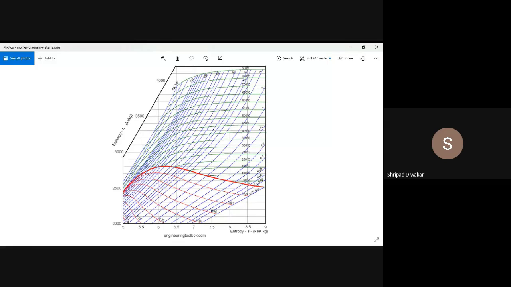Because 12 is nearest to 10 bar, I took 10 bar. And where is the coinciding point? It is where x is 1. So this is the intersection point.